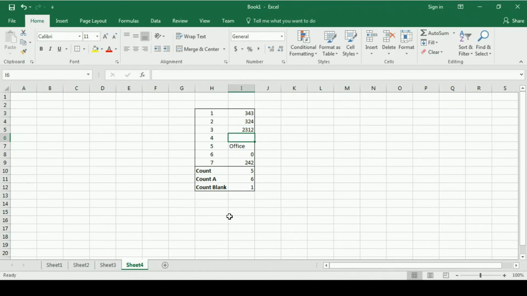These are the count functions that are used in Excel.